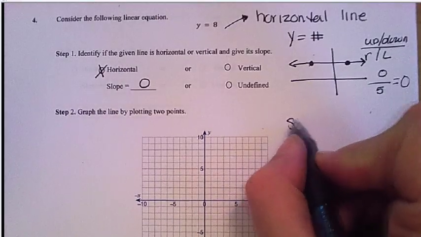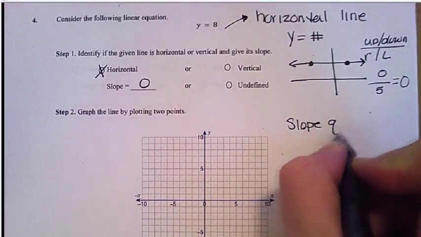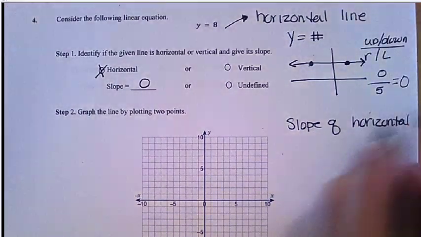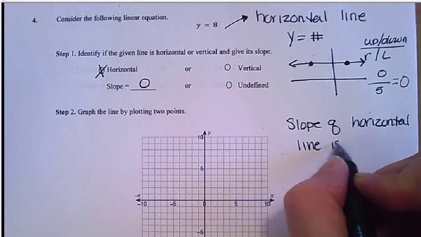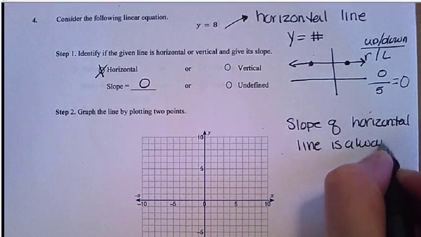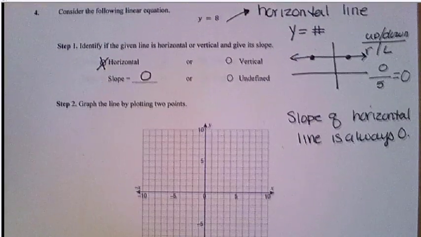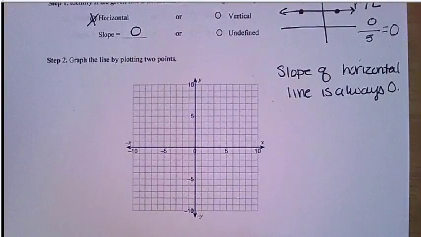So again, the slope of a horizontal line is always 0. Now, the second part to this is asking us to graph this particular line.